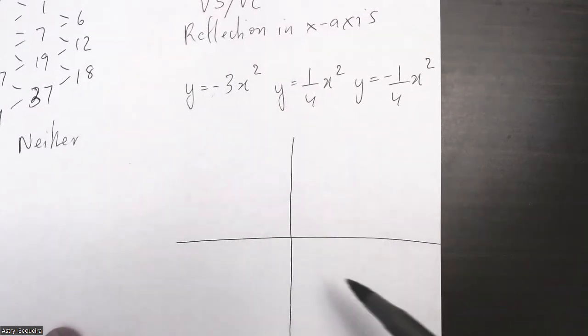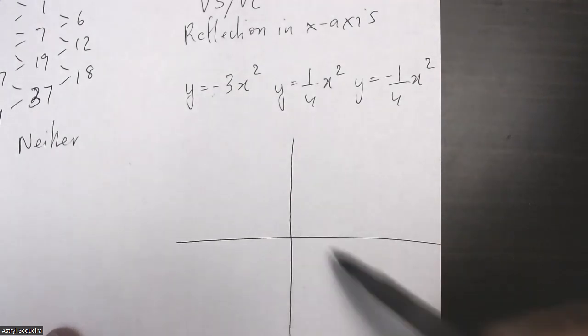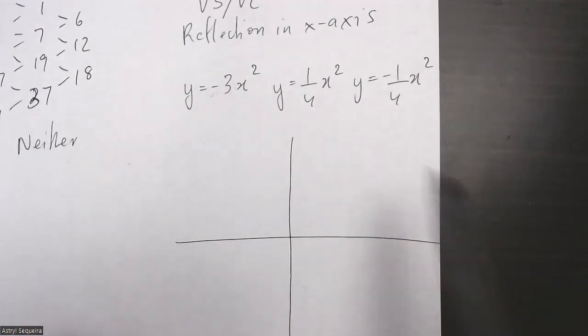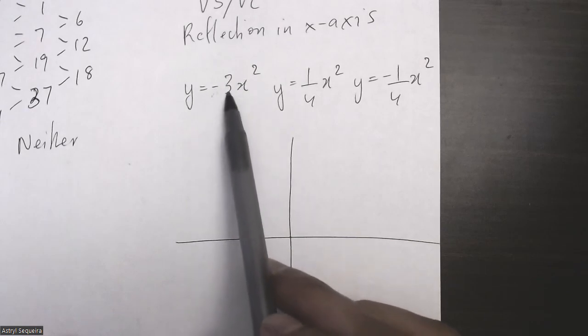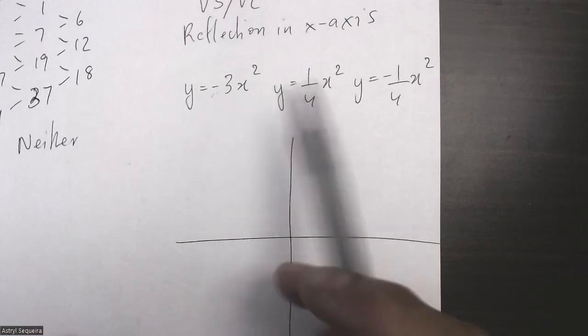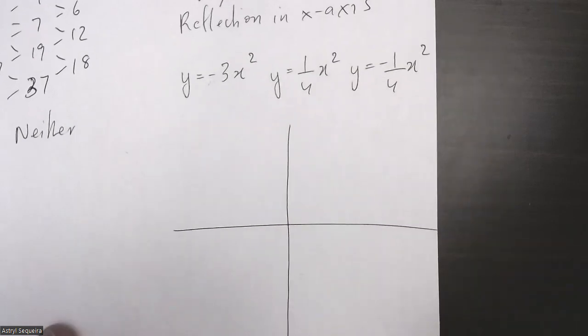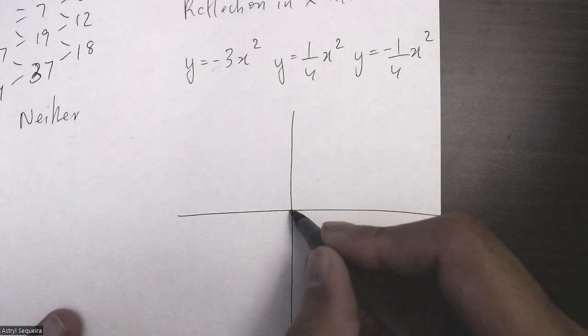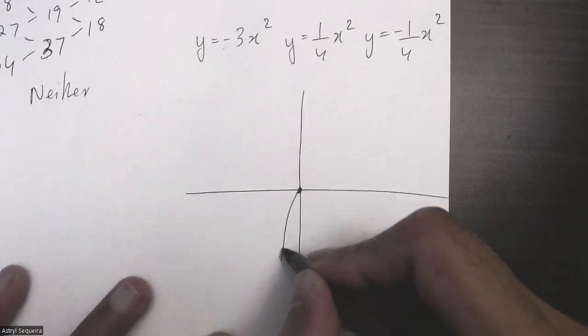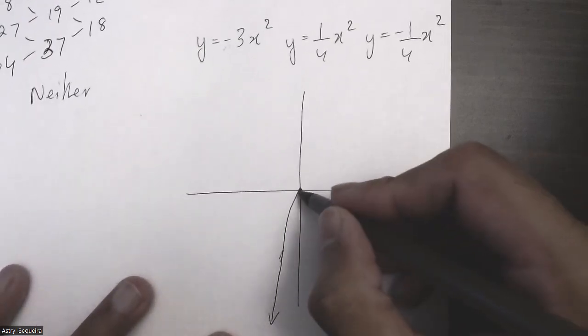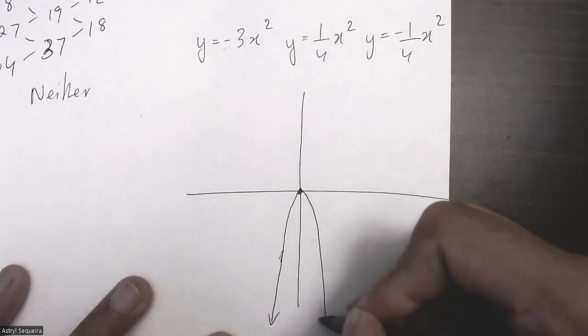Negative means we're opening downwards because it's a reflection in the x-axis, and that's what happens if your a value is negative. 3 means it's a vertical stretch by a factor of 3, so the graph is going to be very tall and thin. So there's no transformations here in terms of left, right, up, or down, so the vertex doesn't get affected. You have a very tall, thin, upside down graph for this one.